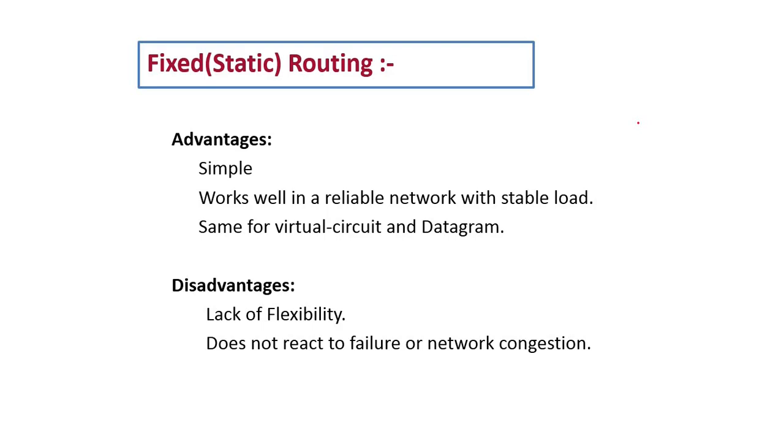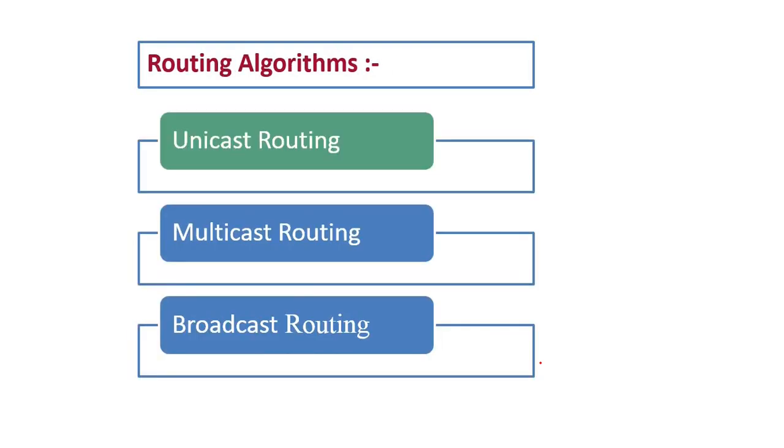So what are the advantages of fixed routing? It is simple to implement and works well in a reliable network with stable load. Same for virtual circuit and datagram. Whichever technique it is, virtual circuit or datagram, both techniques will follow the same route. Disadvantage: lack of flexibility. It means we can't change the route. It does not react to failure or network congestion. Suppose the network is congested, we cannot shift the route towards another track. So we have to wait and watch till the congestion or traffic clears. Next thing, dynamic routing.